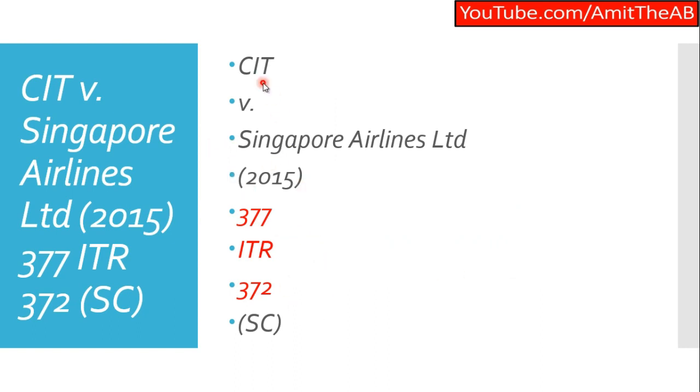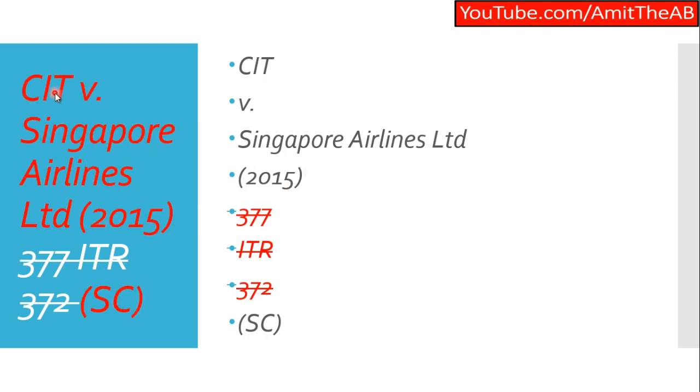Coming back to the format, these three things, that is the location of the case, volume, report, and the page number, I feel that is not important from an exam point of view. So I never put pressure on myself to remember this. I straight away cancel it out. For me, the things which I have to remember are CIT, Singapore Airlines Limited, 2015, Supreme Court. These are the only four things: authority, year, defendant, and plaintiff. This is what I have to remember.